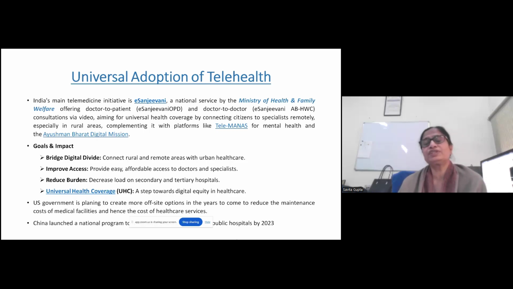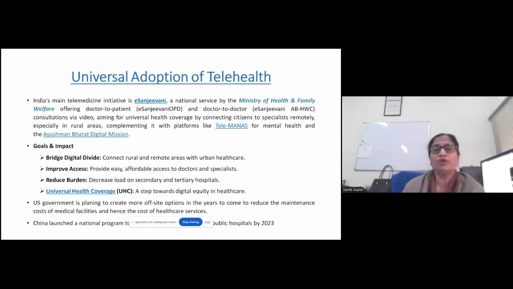The aim of this e-Sanjeevani application is to provide universal health coverage by connecting citizens to the specialists remotely, especially in the rural areas. This e-Sanjeevani is complemented with another platform, Telemanas, that is used for telepsychiatry for mental health, and another application is Ayushman Bharat Digital Mission. All these applications have been adopted by the Government of India and have been developed by the CDAC.